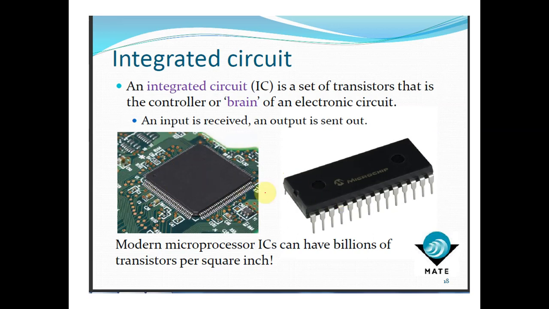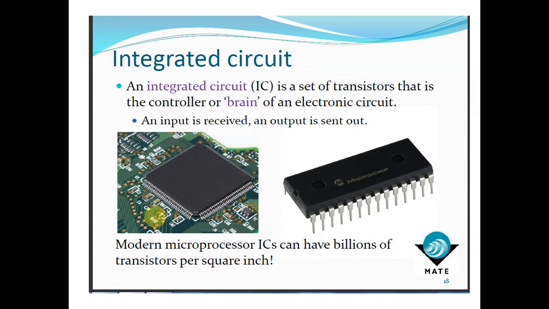Practically, IC looks like this. This is the internal structure. Practically IC is seen in this fashion, but the internal structure of IC is like this. IC is an integrated circuit. It is a set of transistors that is the control or brain of an electronic circuit.